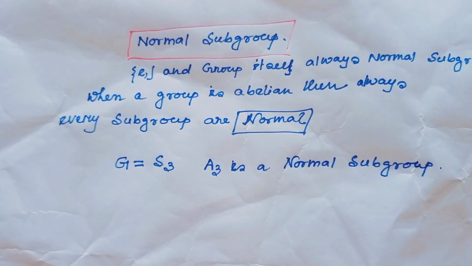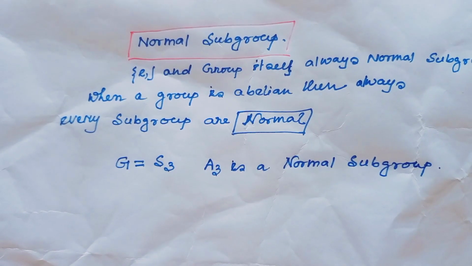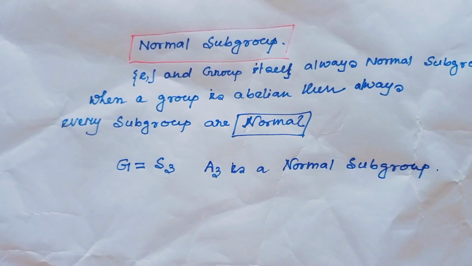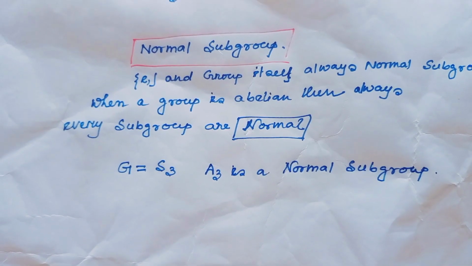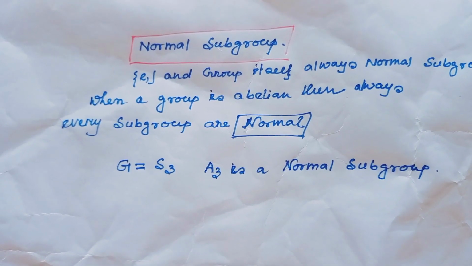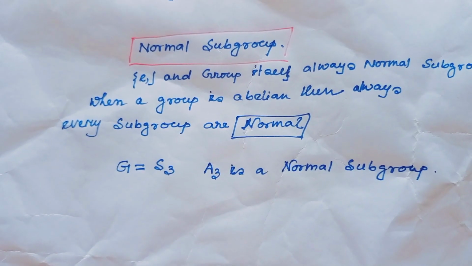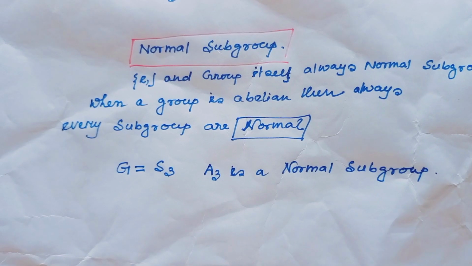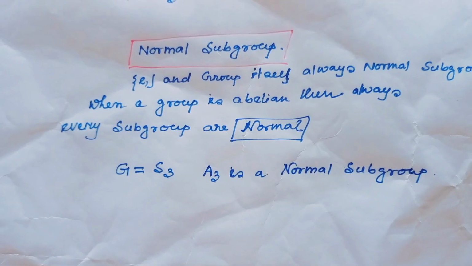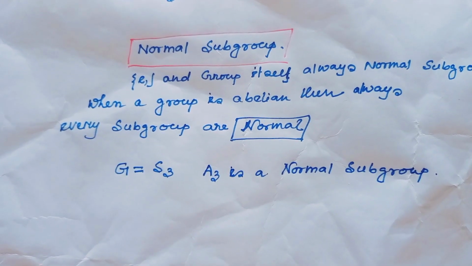We will see some examples of normal subgroups. In my previous video, I defined elaborately some groups, and in these groups, which subgroups are normal and which are not normal. I strongly recommend that if you have not seen my previous video, you see it first.